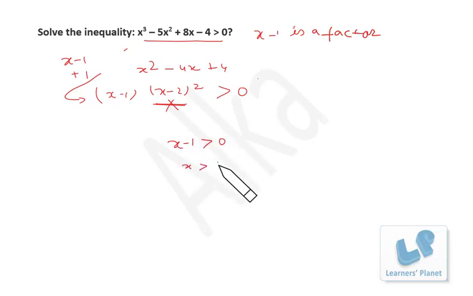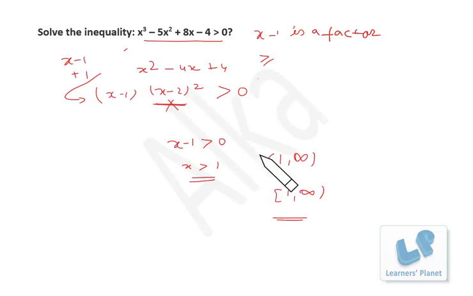So x is greater than 1. Whenever x is greater than 1, the expression x cube minus 5x square plus 8x minus 4 will be greater than 0. So the solution of this inequality is 1 to infinity, right? We will use the round bracket only because in this inequality we have been asked greater than 0, not greater than or equal to. If we are asked greater than or equal to, then the bracket would be square at 1.